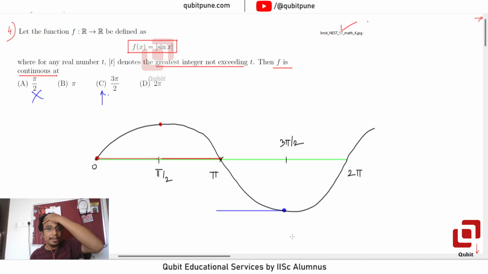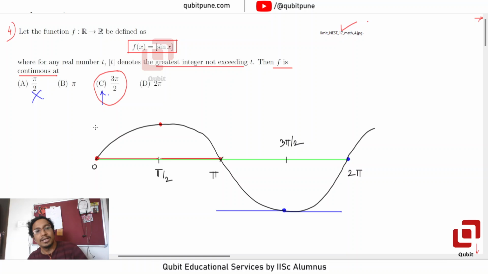And how about 3 pi by 2 to 2 pi? The values of the sign are still negative and they're approaching 0. But for greatest integer, it has to be like this. And for 2 pi, it will again jump to 0. ठीक है? So which is the point of continuity? 3 pi by 2. Correct.